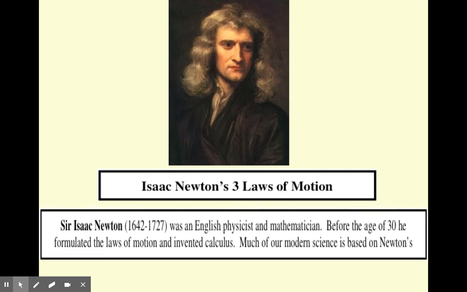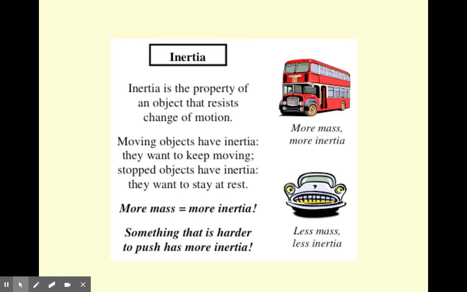Real quick, Newton's three laws of motion. Newton's first law of motion is inertia. Inertia is the property of an object that resists a change in motion. Things are lazy. Things want to keep on doing what they're doing. Now, things that aren't moving, that's easy. Like to go push this bus would take a lot of force. But once we got that bus moving, it'd be really hard to stop it.